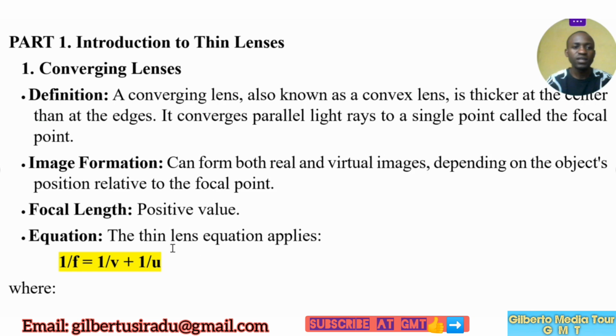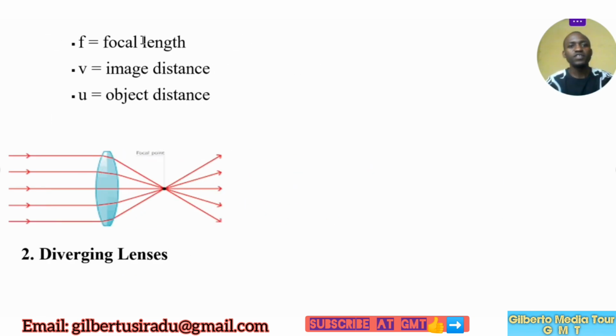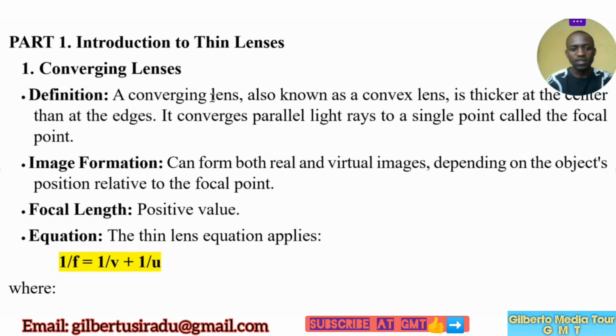Whereas the equation is 1/f = 1/v + 1/u, where f is the focal length. The focal length is the distance from the focal point to the position of the lens. This is what we call the focal length. v is the image distance. u is the object distance. We know all of these.